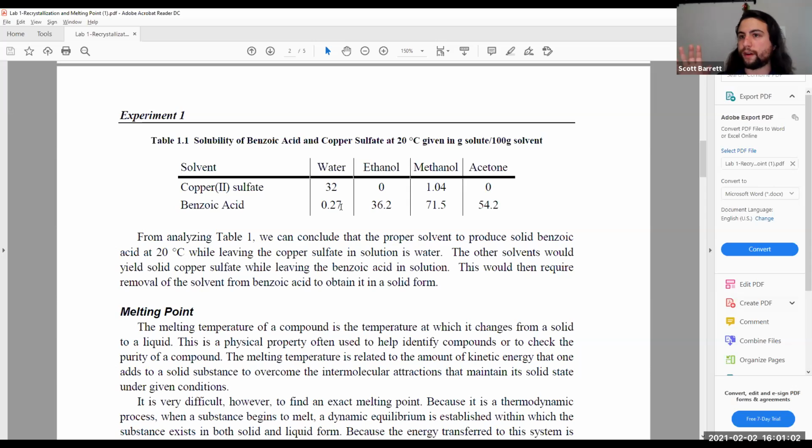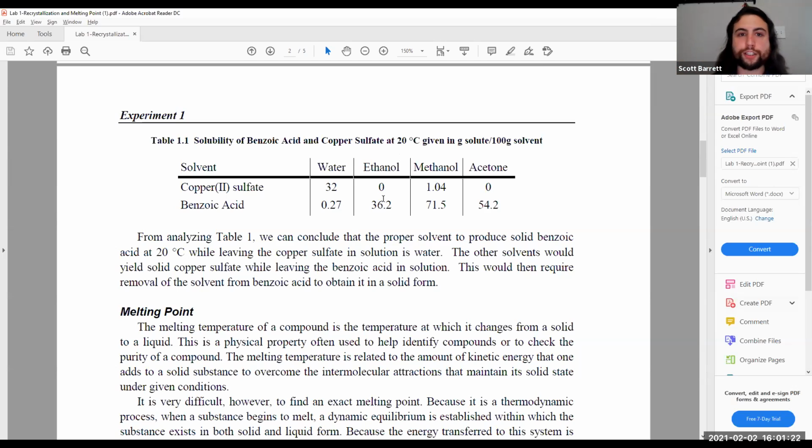The idea is also to cool things down very slowly so that the crystalline structure can actually form. And that would allow us to obtain the benzoic acid out of the mixture, because as you can see here, it only has 0.27 grams allowed to be dissolved at 20 degrees Celsius.